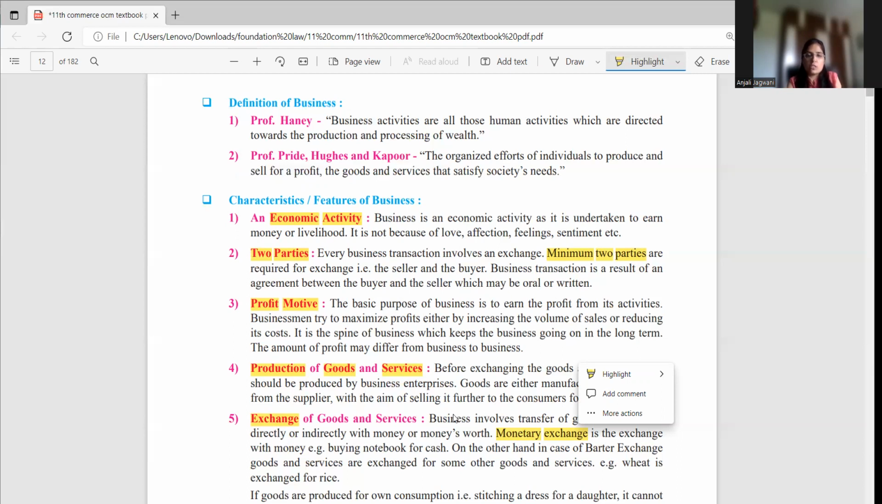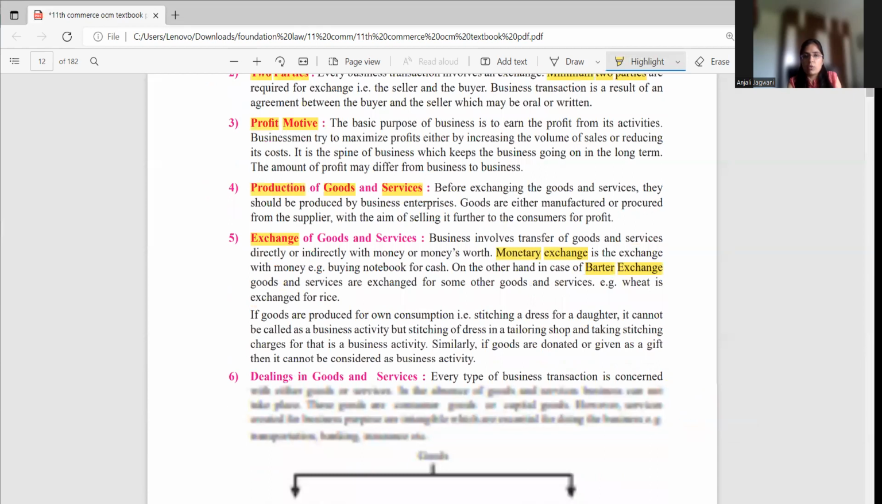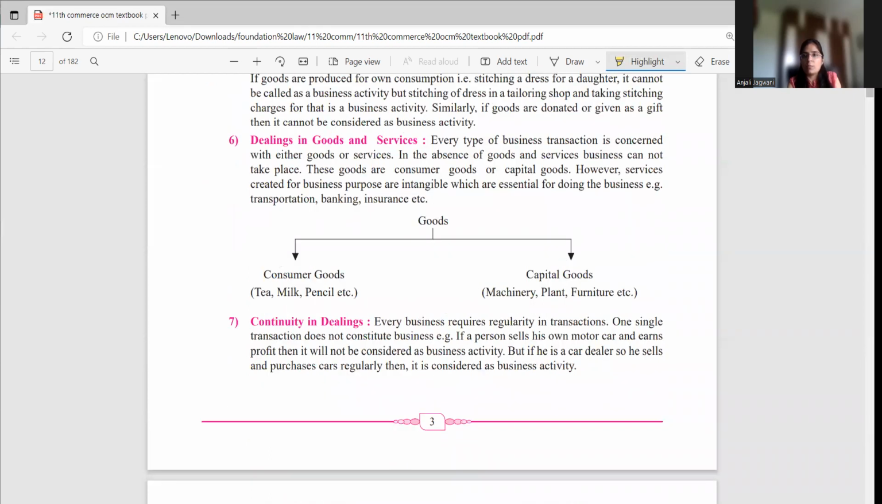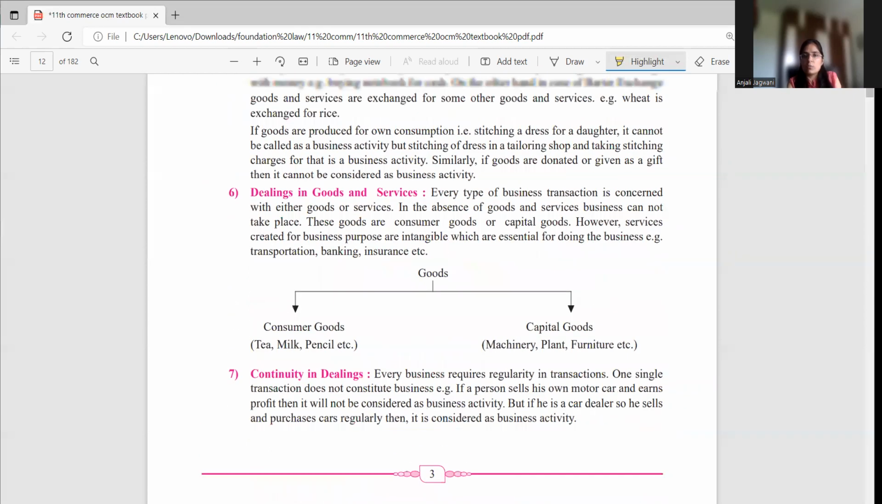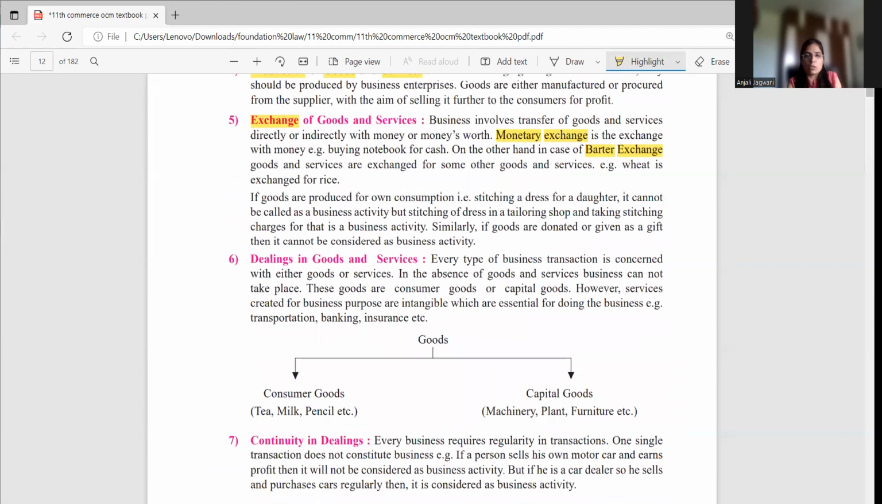So exchange of goods and services for monetary exchange could be there, or it could be the barter exchange of goods and services for some goods and services. For example, wheat is exchanged for rice, it is given away. So that happened before. अभी भी बहुत सारे घरों में ऐसा हो सकता है कि वो करते हो.